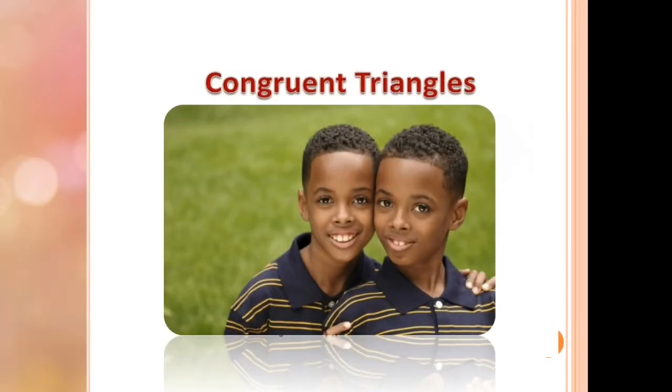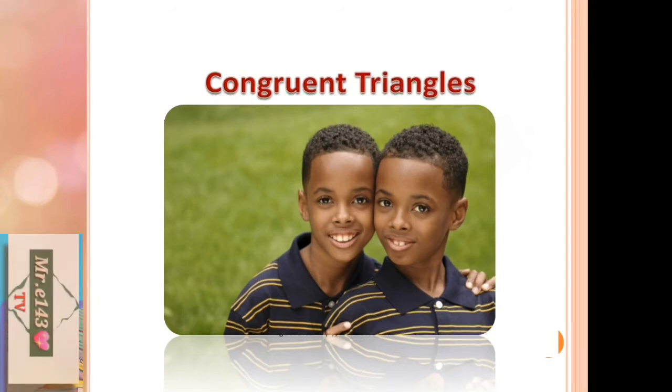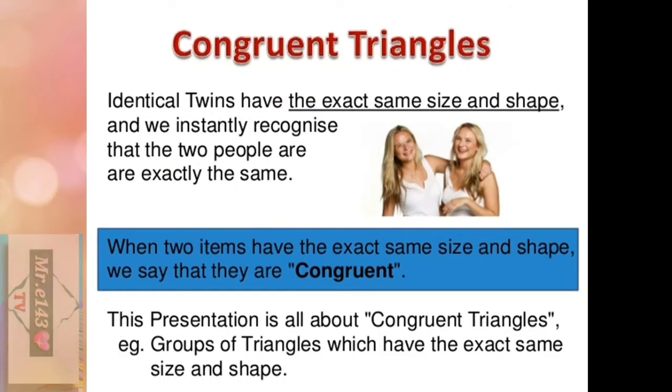Congruent triangles. As we observe in the picture, we have identical twins. Okay, so makita natin na sa picture na mayroong kambal. Dito magsisimula ang concept ng congruent triangles. Identical twins have the exact same size and shape. We instantly recognize that the two people are exactly the same. So when two items have the exact same size and shape, we say that they are congruent.